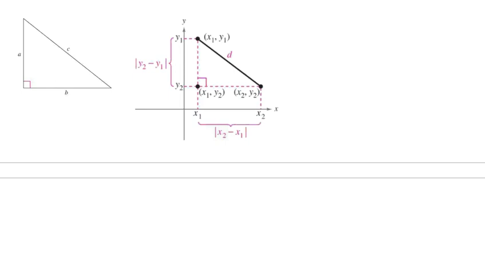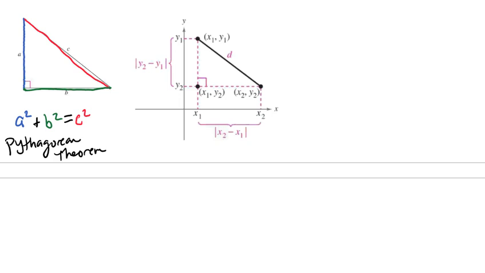So here we have a right triangle that's labeled with legs A, B, and a hypotenuse of C. So we can use Pythagorean's theorem here, and we're going to find that we have an A value, which is one of our legs, so our A squared, plus our B squared equals our hypotenuse squared. And so that's Pythagorean's theorem.